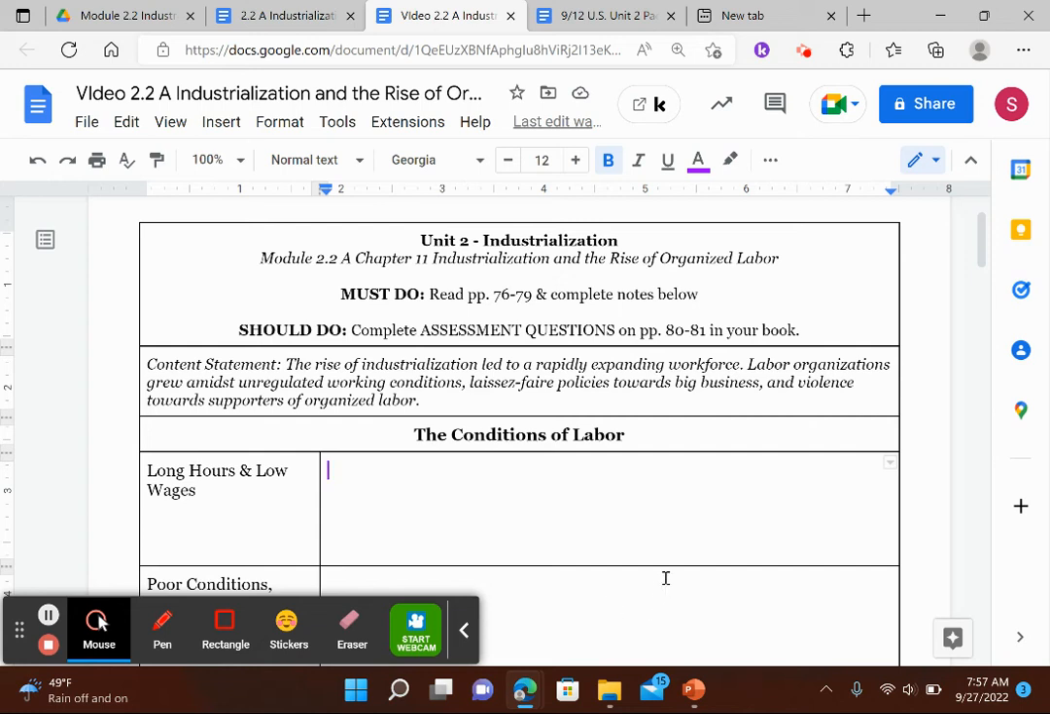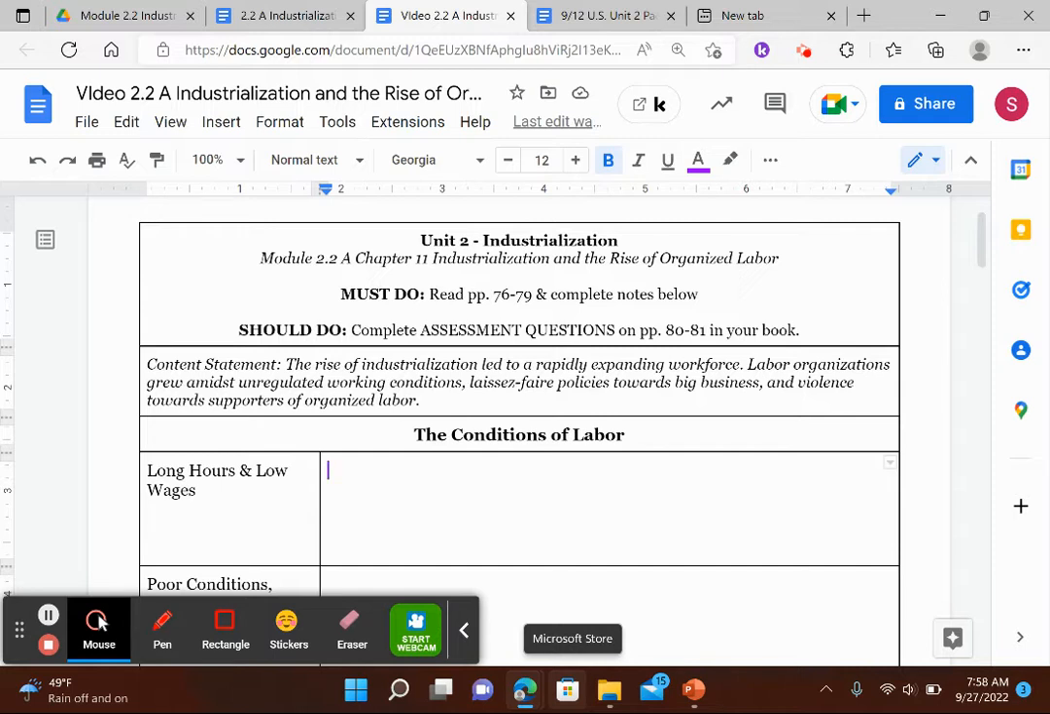Good morning, students. This Ed Puzzle is to help you get through the notes on pages 76 through 79 on industrialization. The topic today is industrialization and the rise of organized labor. Due to copyright laws, I cannot project the text, so you should go to page 76 right now, and we are going to start with the text that's underneath the two dark boxes that say, after reading this chapter, you should be able to.